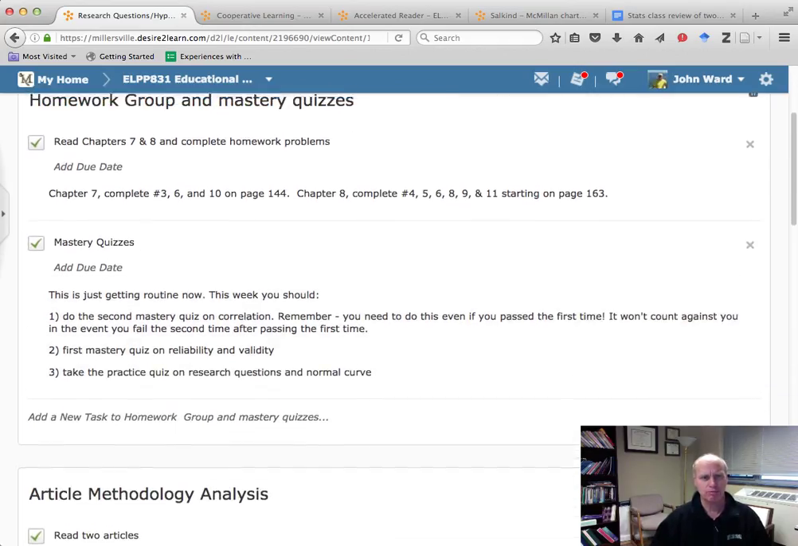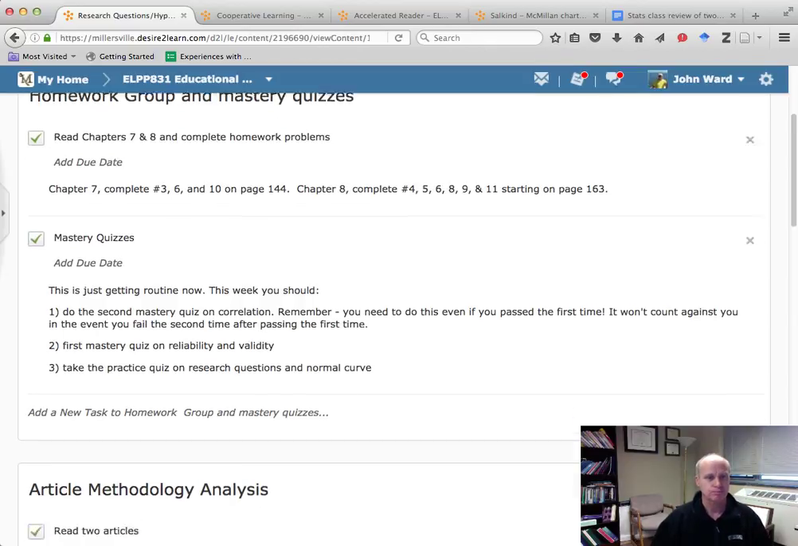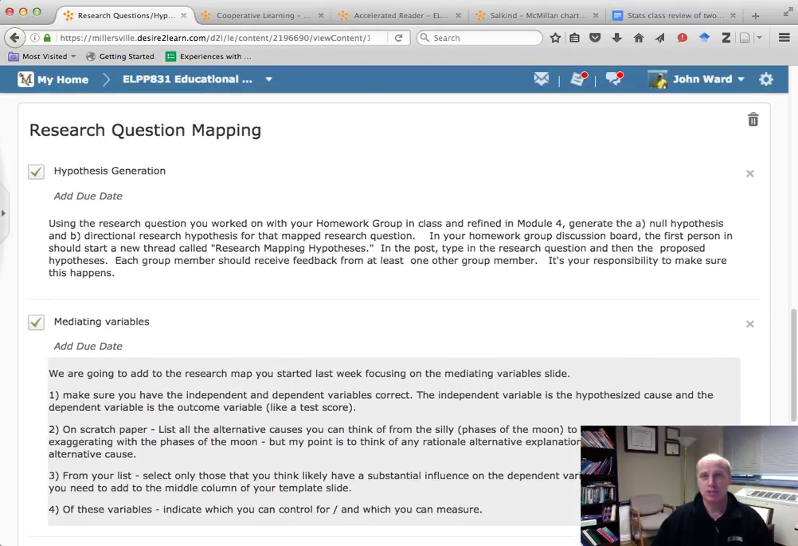All right, so the usual stuff, homework and mastery quizzes from the SOL kind. And I am asking you to add more to your research question mapping. So far, I think most people have got a research question, and I've identified independent and dependent variables. Some folks have got sampling, and some folks have got list of other variables. But we're going to work this week specifically on the page of the template that talks about independent, dependent variables and the ones in the middle.